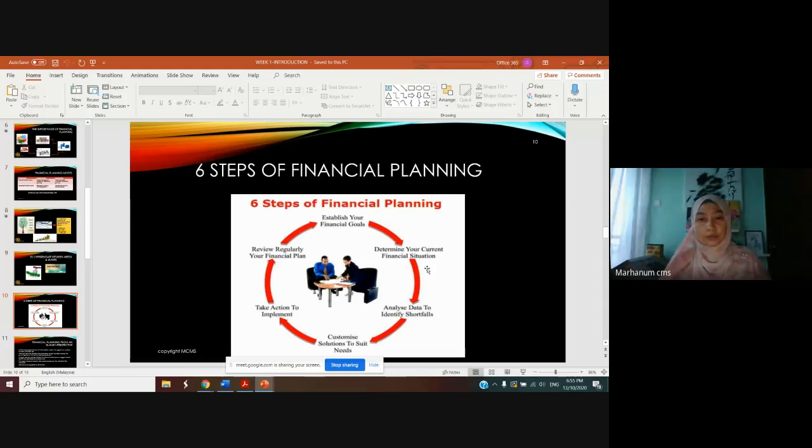Okay, the financial sources, because this is financial planning. All the financial sources. So how many financial sources do we have now? We list down and analyze data to identify shortfall. We list down all the sources that we have, all the expenses, the spending, all our debt, and then liabilities. So analyze whether we have a shortage or surplus of financial sources, and then customize the solution to suit needs. Okay, customize.